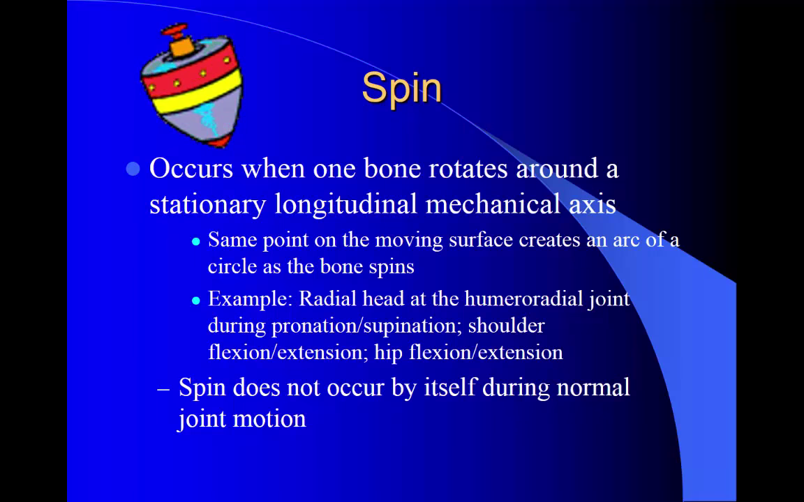A spin occurs when one bone rotates around a stationary longitudinal mechanical axis. The same point on the moving surface creates an arc of a circle as the bone spins. In the human body, an example of this occurs at the radial head within the humeroradial joint during pronation and supination. It also occurs at the shoulder during flexion and extension and at the hip during flexion and extension activities. Spinning does not occur by itself during normal joint motion. Here is an illustration of spin.